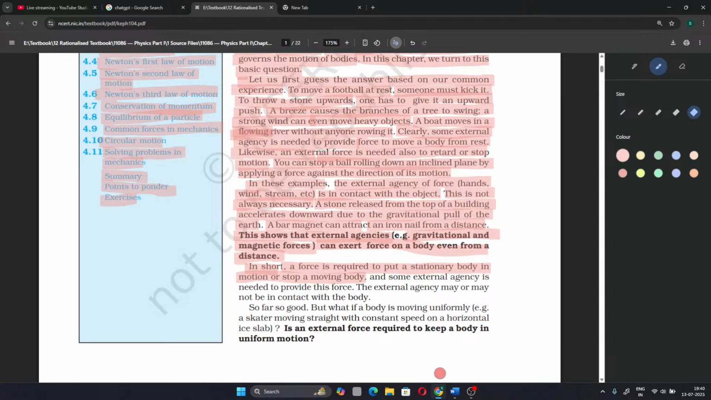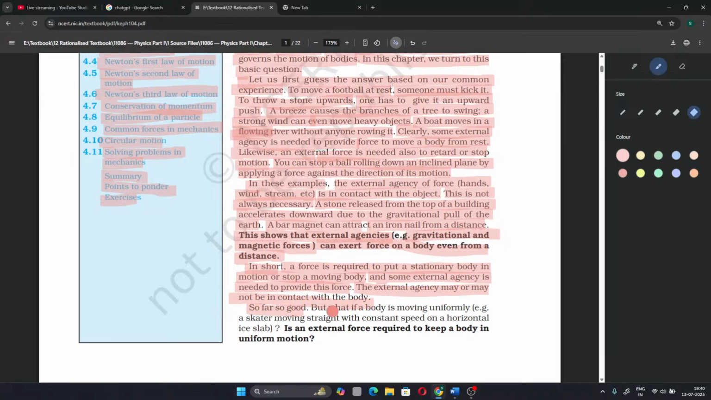Now let's go to the next page. Not here, but in the NCERT, we still have something left. In short, a force is required to put a stationary body in motion or stop a moving body, and some external agency is needed to provide this force. Some external agency, whatever it might be. In case of gravitational force, it is the earth. In case of magnetic force, it's the magnet. That is what we call an external agency, which is providing the force. The external agency may or may not be in contact with the body.